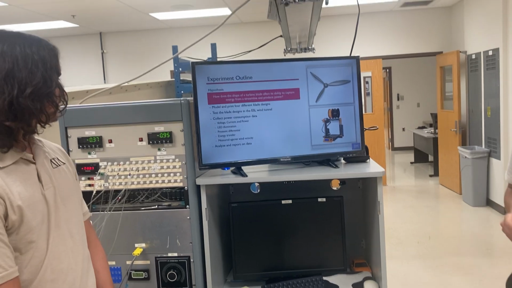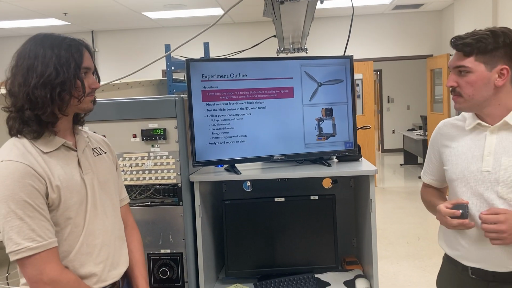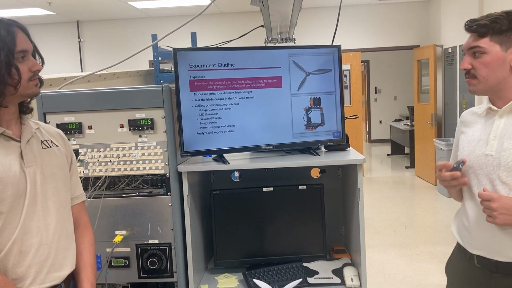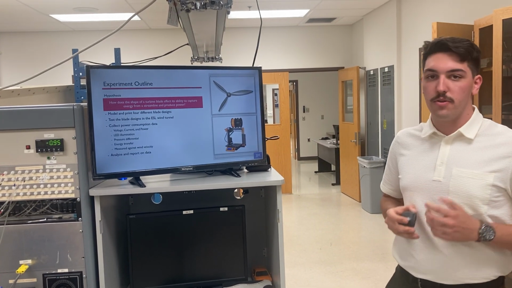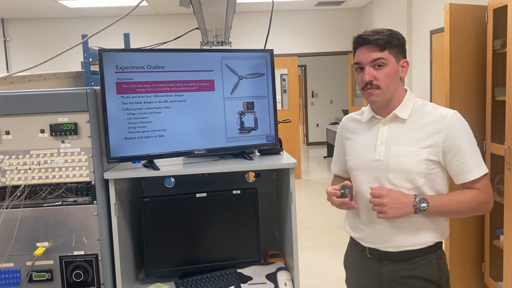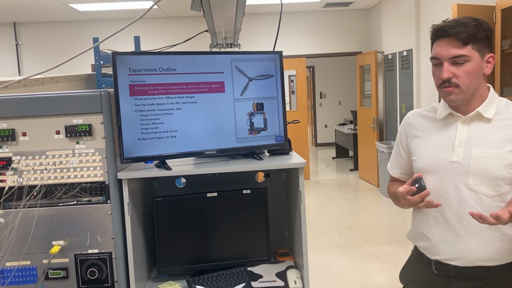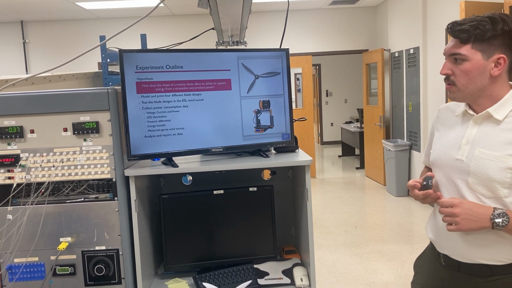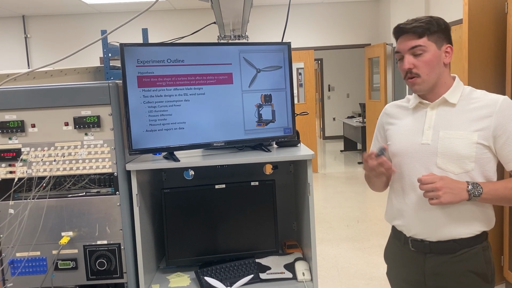Our experiment outline. First, every good experiment needs a hypothesis. How does the shape of a turbine blade affect its ability to capture energy from a streamline and produce power? We knew that we needed to model and print 4 different blade designs. We felt that this would be a reasonable sample size to test in our experiment. We're going to test the blades in the ESL wind tunnel.